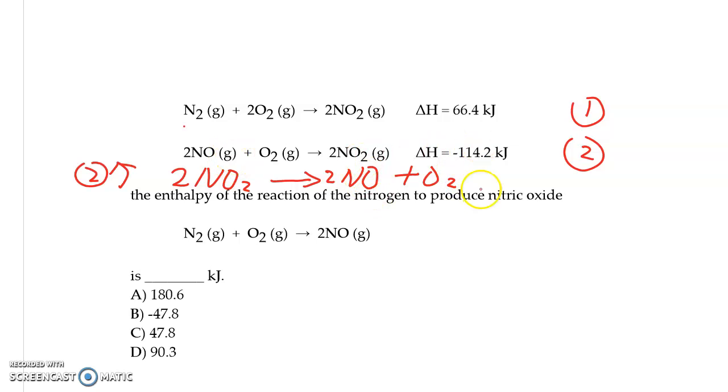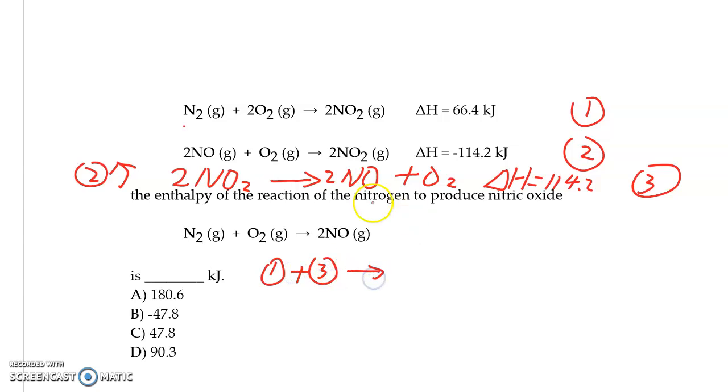If I just flip it, what should I do with the delta H? Okay, I have to put a negative sign in front of this. So delta H for this reaction will be negative of negative 114.2. That will be positive 114.2. All right, I'm going to call this equation number 3. Now, it seems that over here I have the 2NO2. All right, so let's add equation number 1 and 3. Equation number 1 plus equation number 3. Let's see what we get.